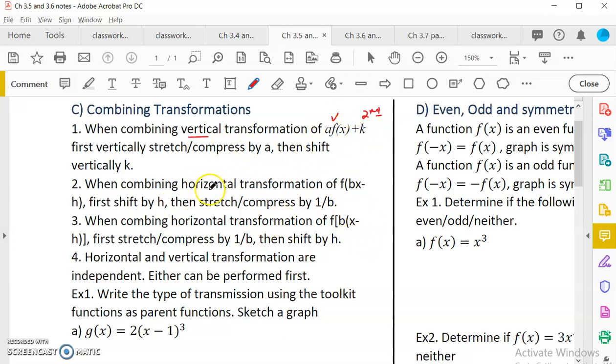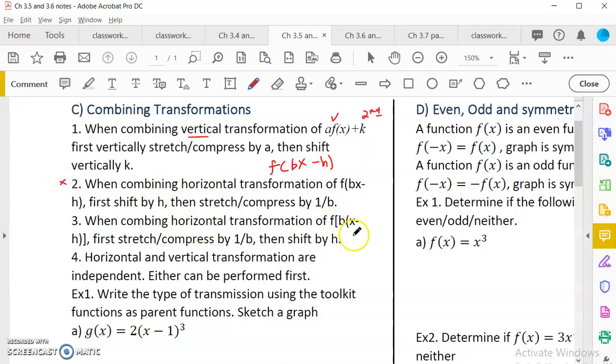But when you're doing horizontal, there are two situations. One situation is when the function doesn't write really well, like this: f of bx minus h. That's number 2. If you do that, then you do the shift first and then you do the compression, which is not the preferred way. So we usually do not do it this way.